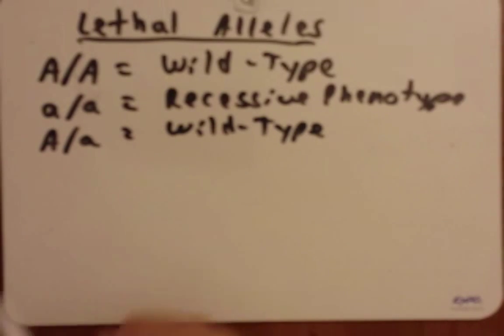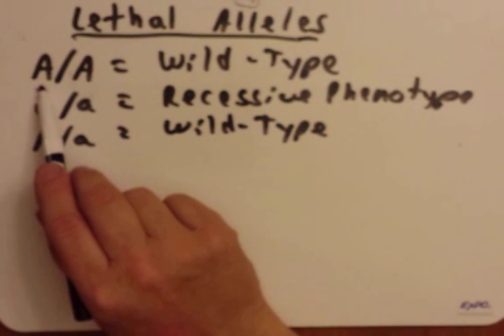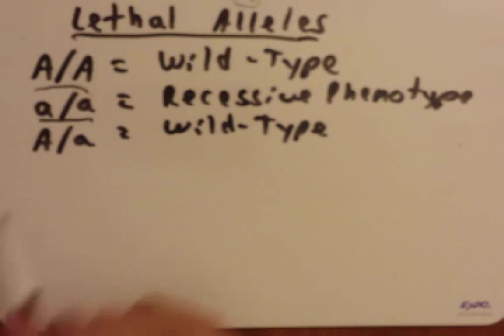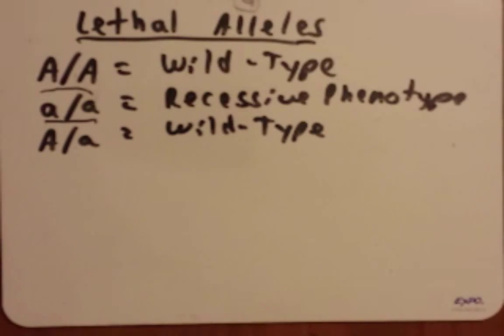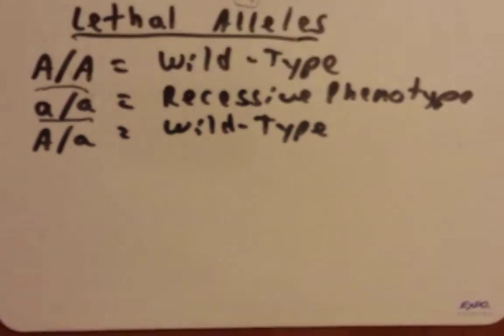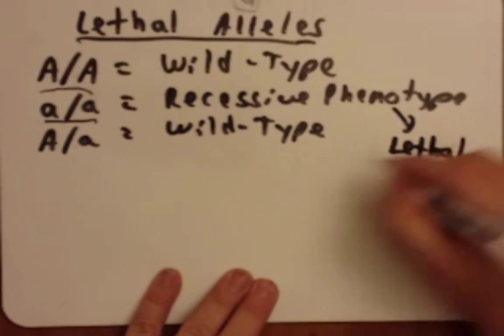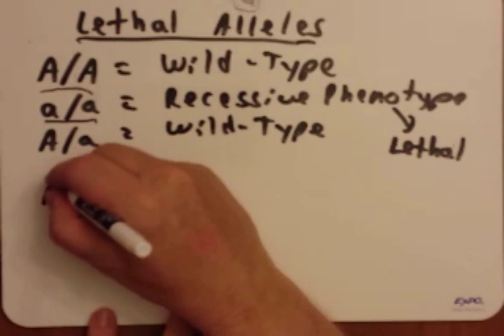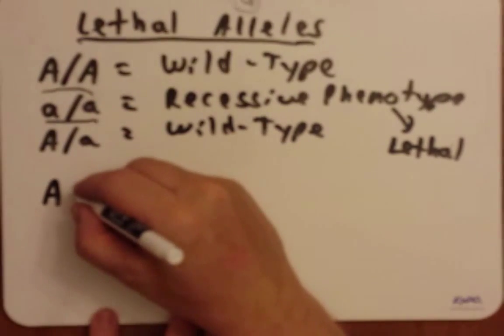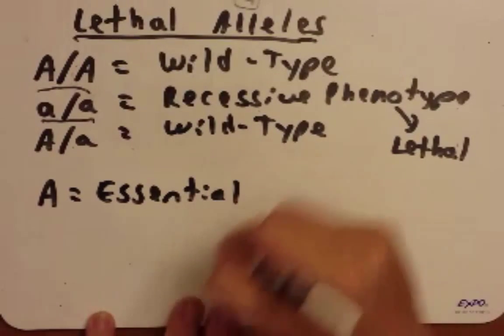Well, a lethal allele says that maybe it's the big A, maybe it's the little a, one of these possible genotypes in the homozygous form is lethal. So it's not just a phenotype. Well, it is a phenotype, but it's a phenotype that causes death. So in this example, let's just say the little a is the lethal allele, but only in the homozygous recessive genotype. In this case, we would say that the gene A, big A here, this allele, is essential, because if you don't have at least one copy of it, it causes death.